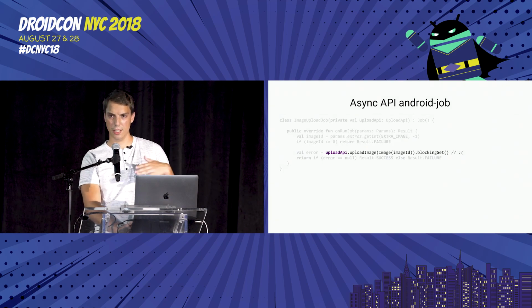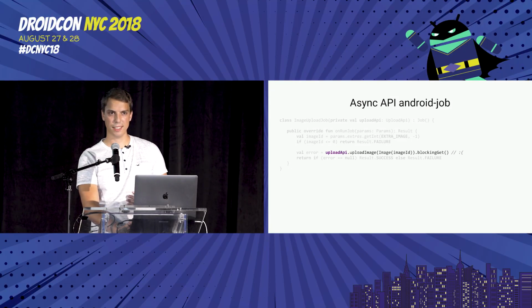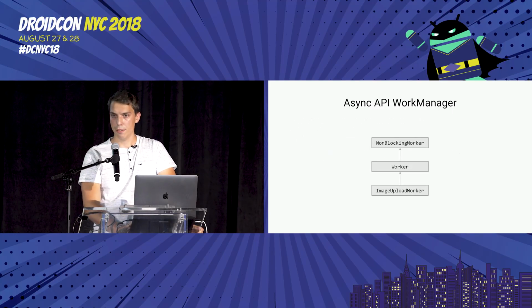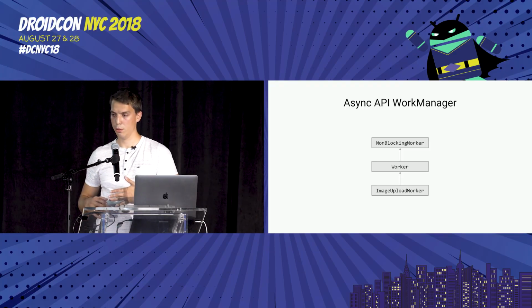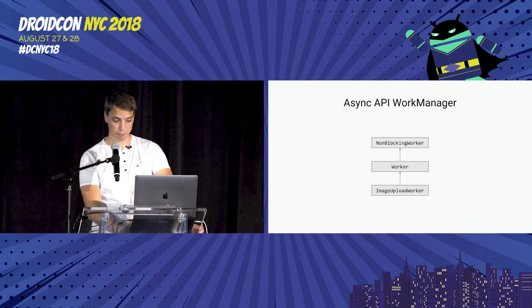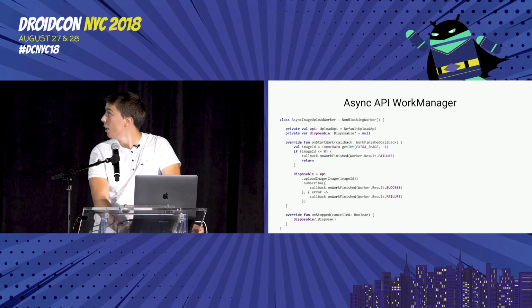This works because the onRunJob method is already called on a background thread, but nonetheless, you don't want to use blockingGet. It's a problem. You often run into deadlocks, so it's not nice. It works, but WorkManager has something better in this case. Since the latest alpha release of WorkManager, it has a new base class. Previously, I told you that you extend the Worker class, and now Worker extends the NonBlockingWorker class. And as the name might suggest, it's not blocking.